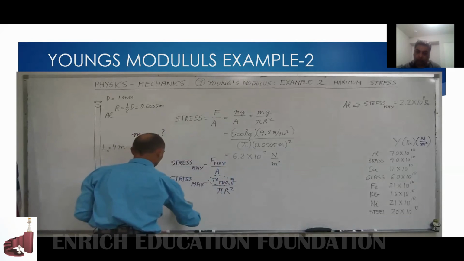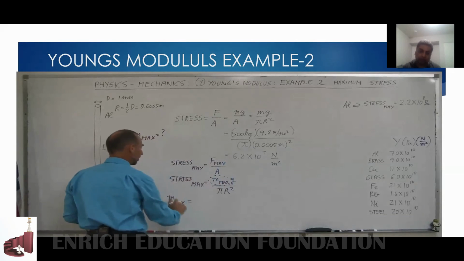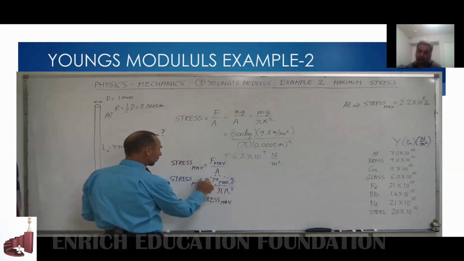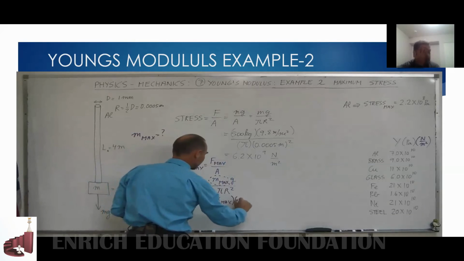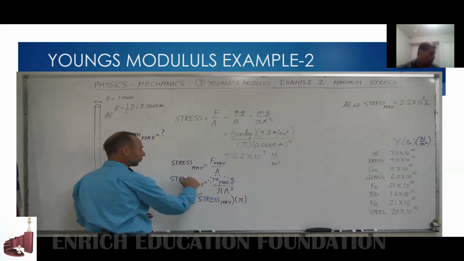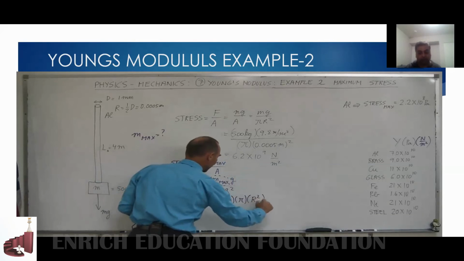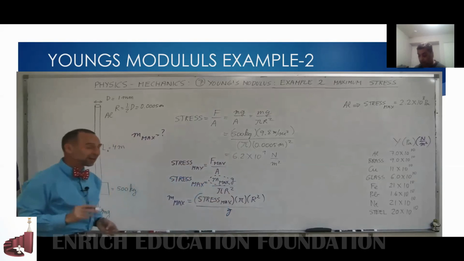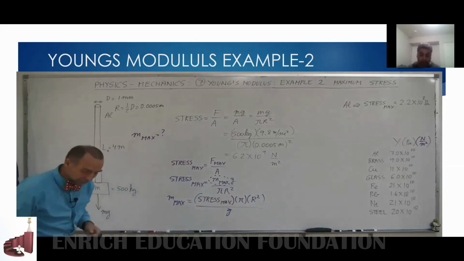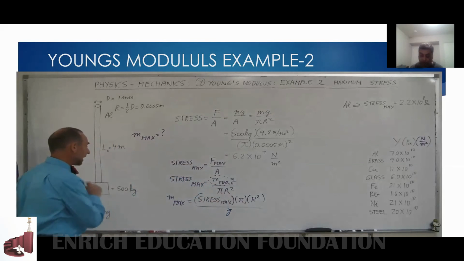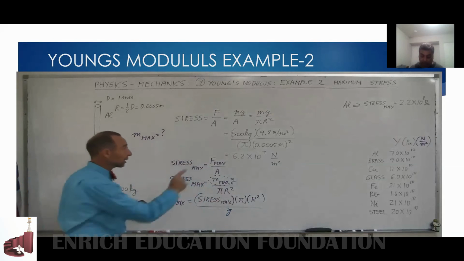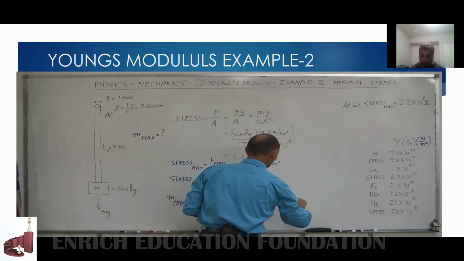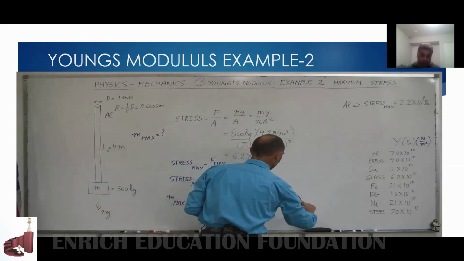So we have m max is equal to, on the other side of the equation, the stress max. Notice that the pi will come up here and go to the numerator on the other side of the equation. The r squared will go to the numerator on the other side. And then the g will go to the denominator on the other side, like so. And that will give us the maximum mass, or the biggest object that we can hang from that wire before the wire will break. All right, we have the maximum stress, which is 2.2 times 10 to the 8 pascals, which is newtons per square meter.